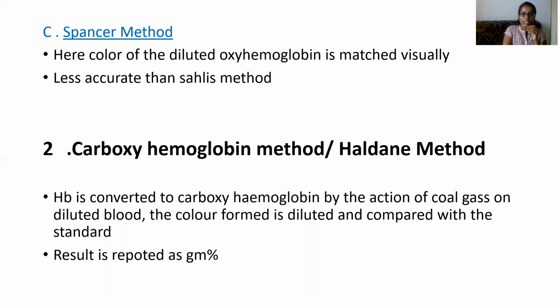So the second technique is the carboxyhemoglobin method or Haldane method. Here hemoglobin is converted to carboxyhemoglobin by the action of coal gas on the diluted blood. Now the color formed is diluted and compared with the standard. The result is reported as a gram percentage.